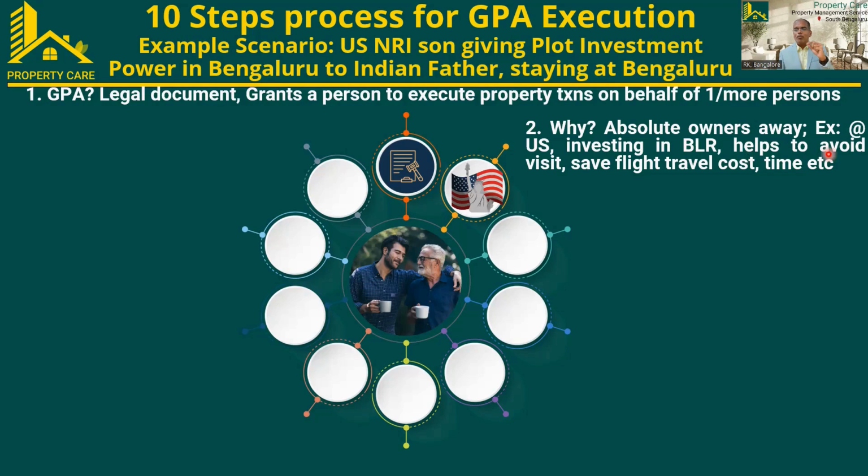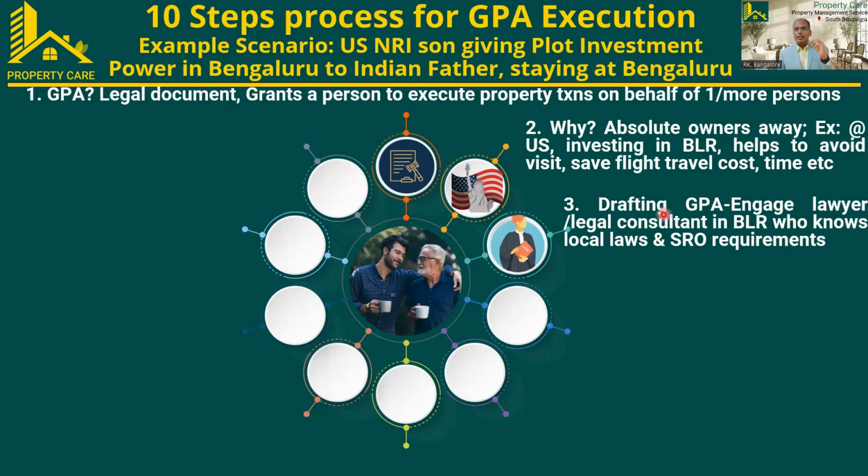And he wants to avoid the traveling here to do the registration process at the sub-register office. So it saves the travel cost and his time, up and down, office leave, vacation. So it saves a lot of time. So instead of visiting here, he wants to give a power to his father so that the father takes care of that particular task with the help of GPA. So that is the objective of GPA and why this is being executed.